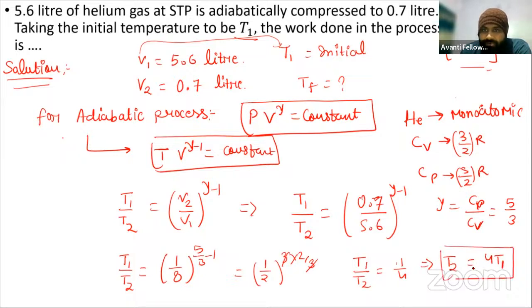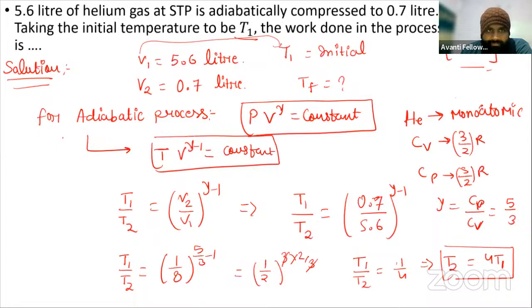Now, what has been asked? The work done has been asked in this process. So we know that work done in adiabatic process in terms of temperature is nR, or should I write it on the next page? So work done in adiabatic processes is nR (T2 minus T1) divided by gamma minus 1. Now n is 1. Ideally, we will take 1 mole of gas.